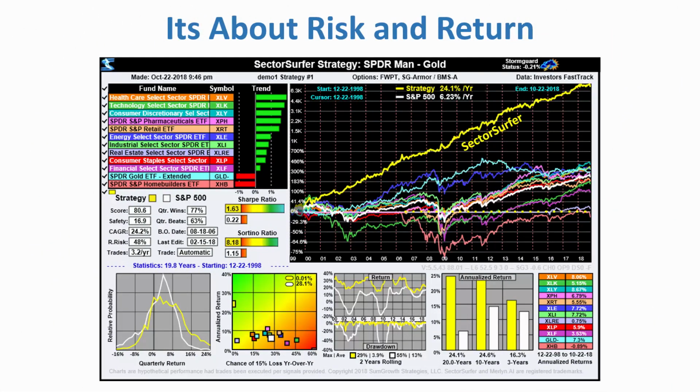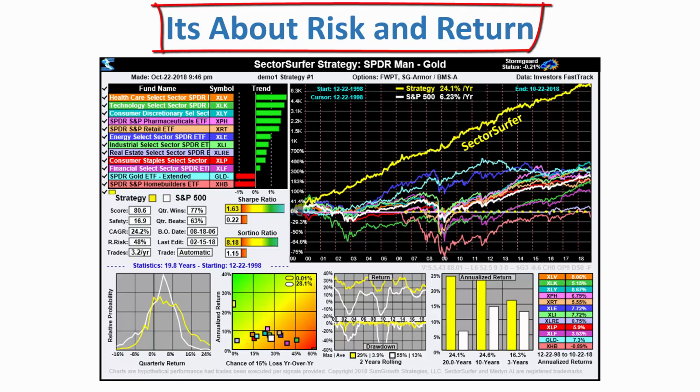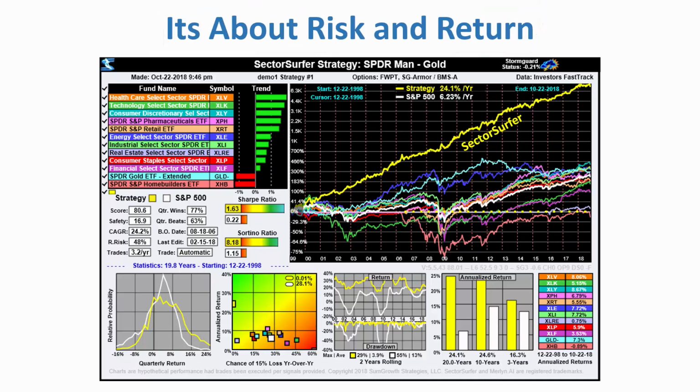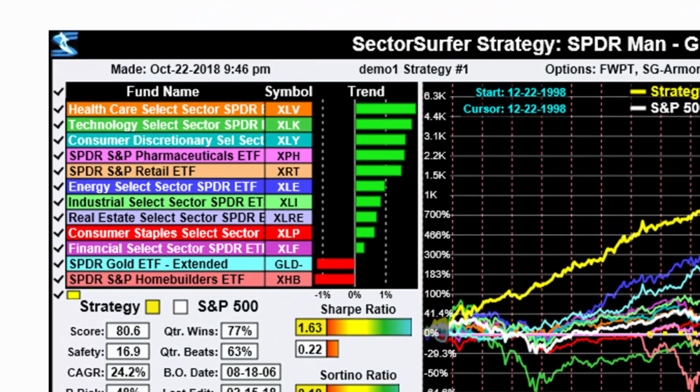Briefly, here's why SectorSurfer is important. In the end, it's all about risk and return. This is a typical SectorSurfer strategy composed of a dozen basic SPDR sector ETFs, such as healthcare, technology, consumer discretionary, and 9 others. It is the job of SectorSurfer's algorithm to determine which one, and only one of these, is the trend leader and should be owned next month.